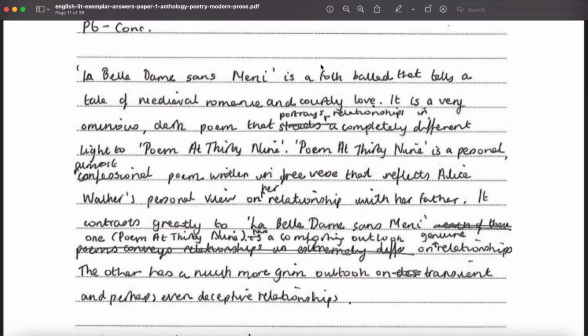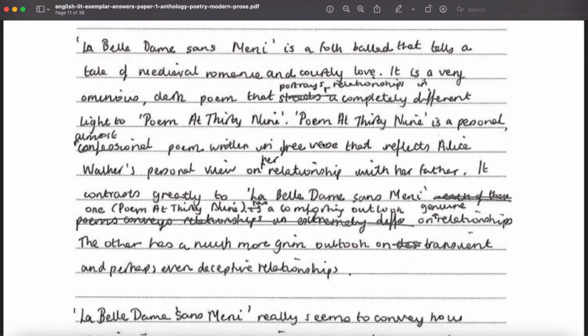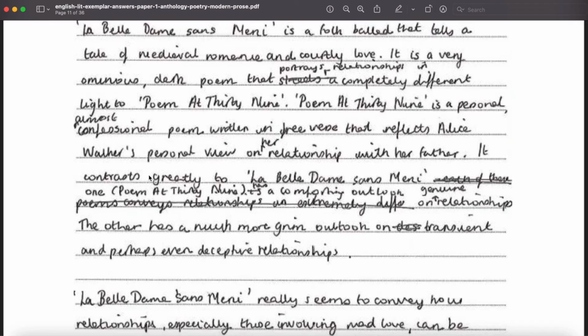So this is a direct comparison that's already been made in the introduction. So good introduction so far. It contrasts greatly to La Belle Dame Sans Mercy. So again, she's continuing with her point about how both poems are different.